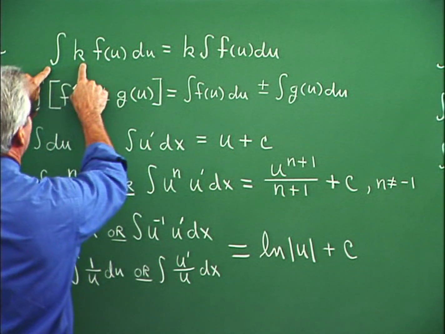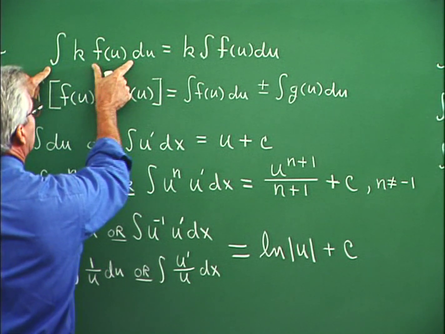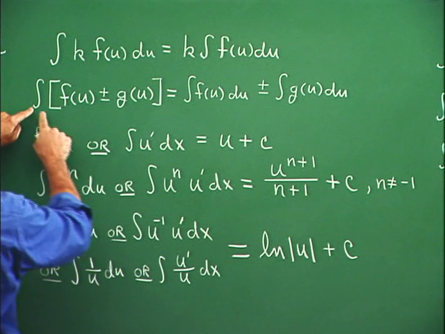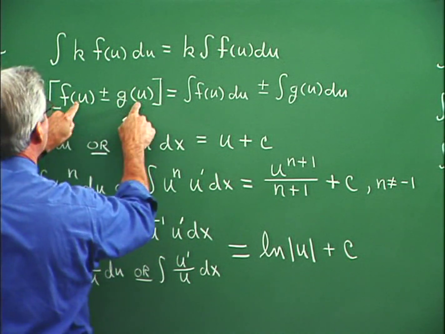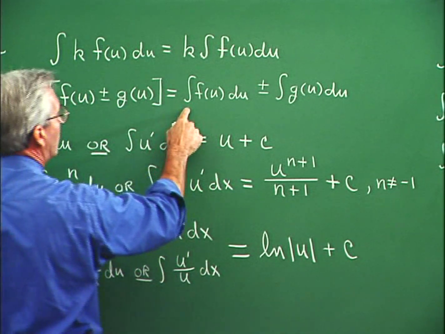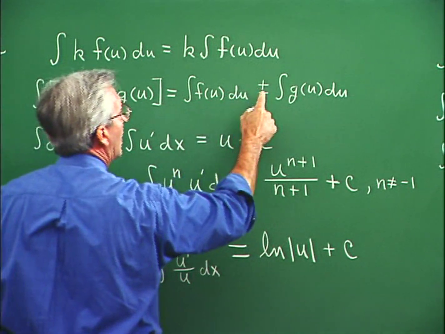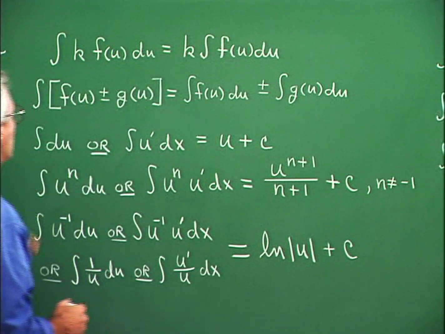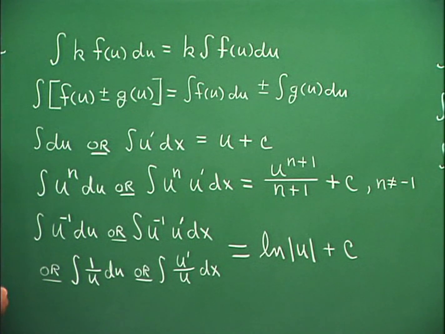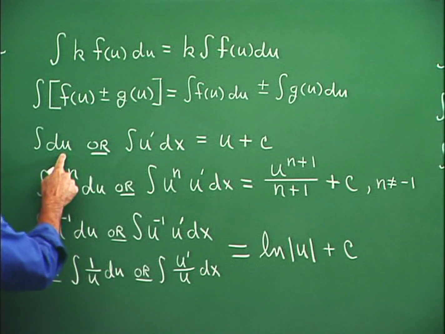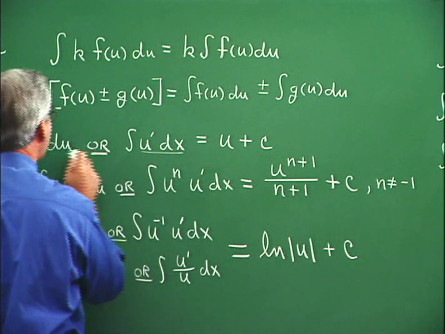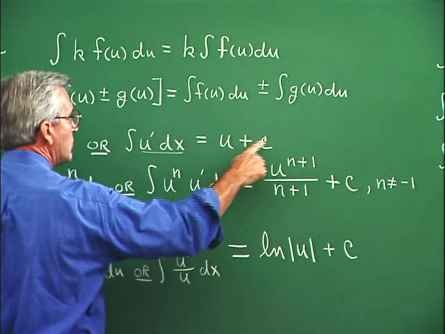So the integral of a constant times a function is the constant times the integral of the function. And the integral of the sum or difference of functions is the integral of one function plus or minus the integral of the other function. So these are manipulations. Now let's get to the true meat of the matter. The integral of du, which means the same thing as the integral of u prime dx, is equal to u plus c.